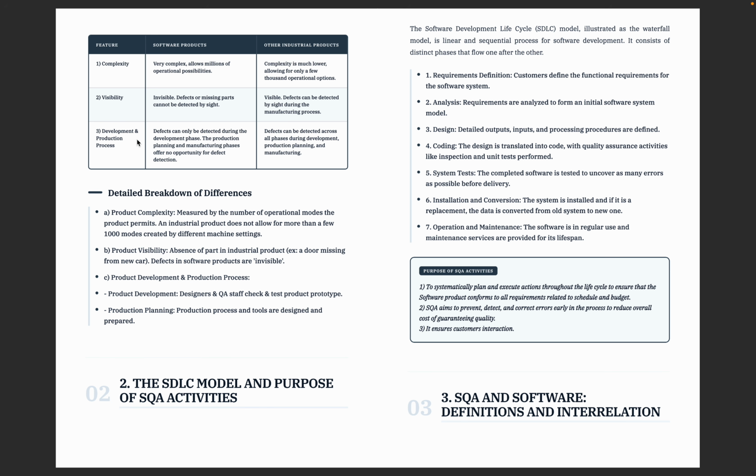Okay, development and production process. In software products, defects can be detected only in the development phase. Coming to other industrial products, defects can be detected across all phases, during development and after manufacturing also. These are the things you can read out: product complexity, product visibility. It's so easy, no issues.